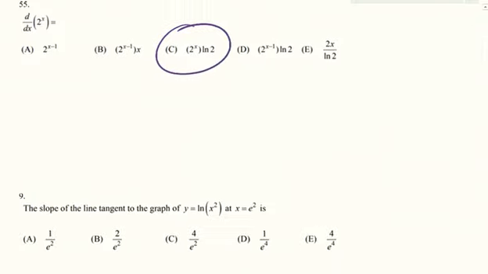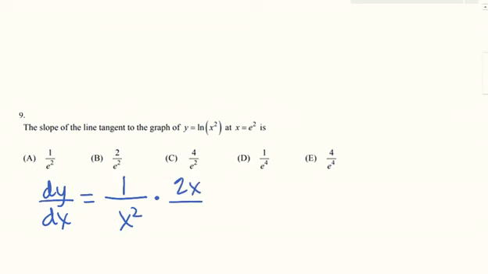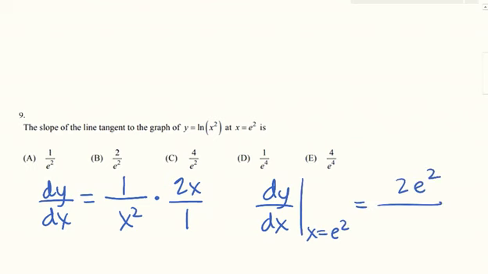All right. The slope of the line tangent to the graph of y equals log of x squared. What a perfect question to end on. I'm going to take dy dx. That's going to be 1 over x squared, multiplied by the derivative of x squared, which is 2x. Okay, so dy dx at the point where x equals e to the 2 is going to be 2e to the 2 over e to the 4. So I believe that'll be 2 over e to the 2. So that's choice B.